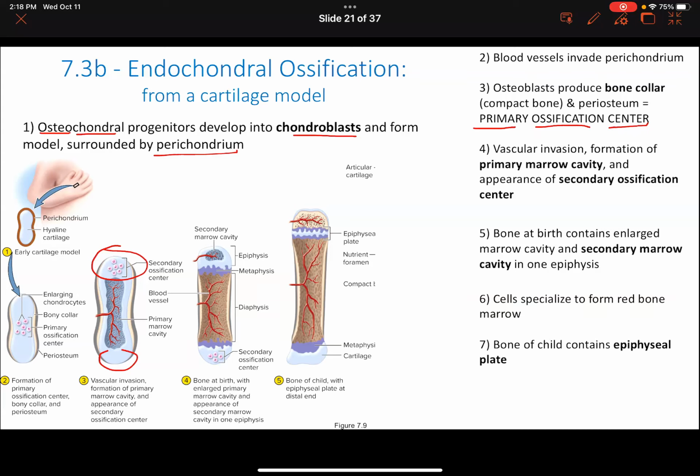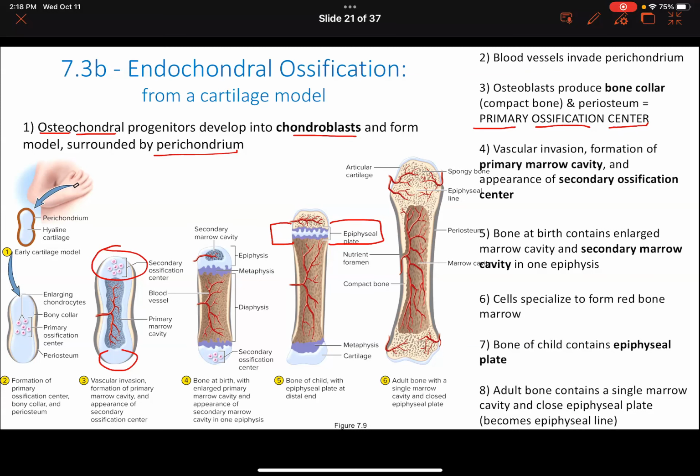And in a child, as it's growing, there's a region called the epiphyseal plate, and that's this region here. And this region is essential for the growth of the bone. It's the region where a bone will grow in length. As the child reaches adolescence and adolescence into adulthood, that bone will actually change.